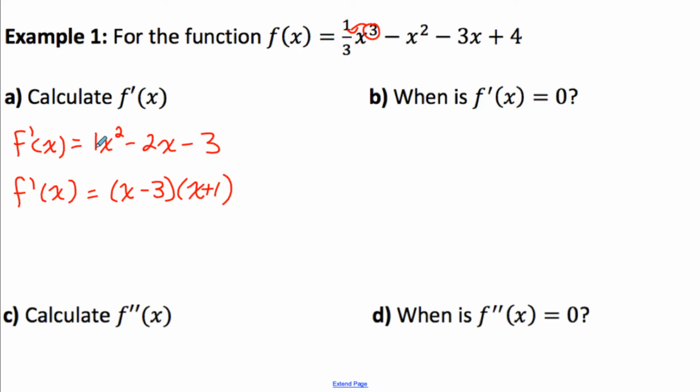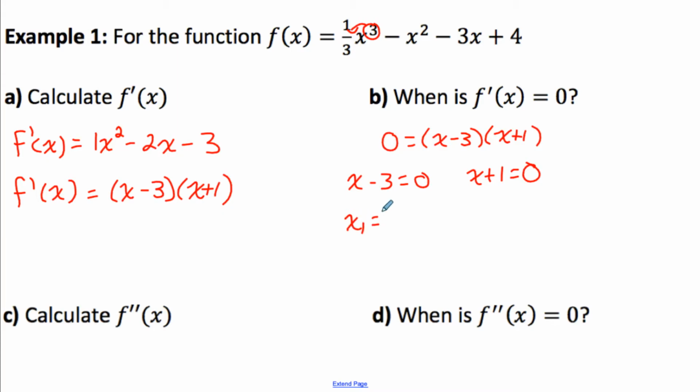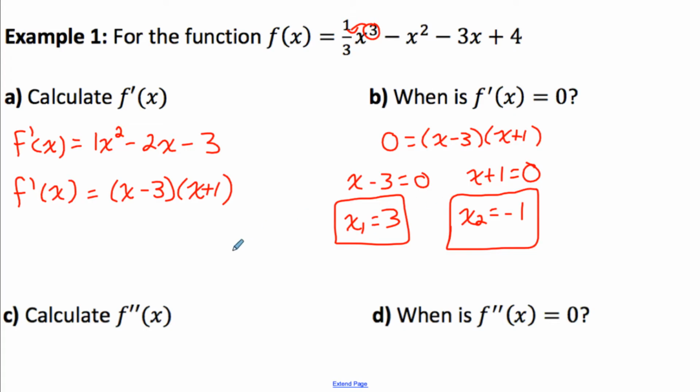So when is this first derivative 0? Set the first derivative to 0, and I'll set the factored form to 0 because that'll be easier to solve. And solve this equation. So that equation is 0 if either of the factors is 0. So if x minus 3 is 0, or if x plus 1 is 0. So we have two answers. Our first answer would be 3. Our second answer would be negative 1. So there are two x values that would make the first derivative be 0. And those reveal to us important parts of the graph of the original function f of x. And we'll talk about that as we go.